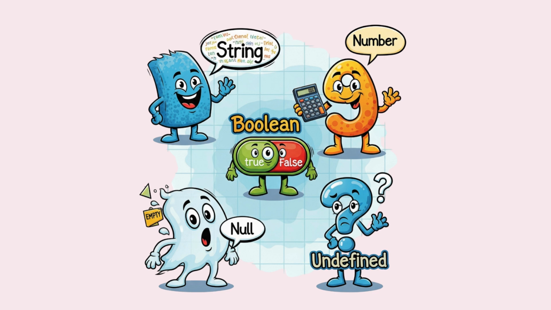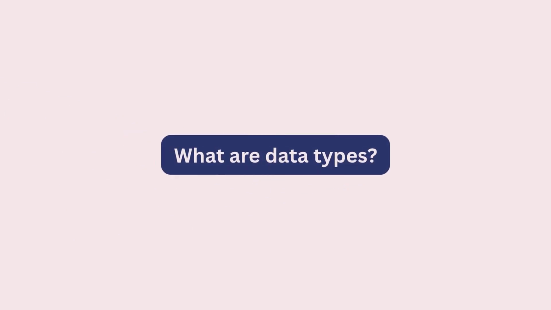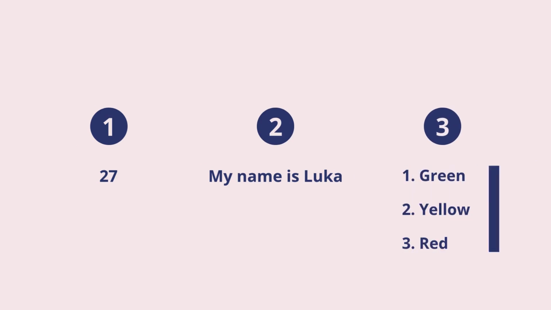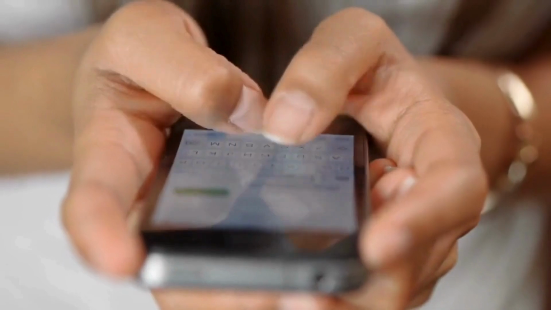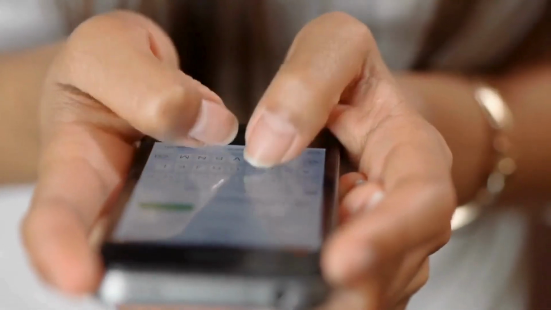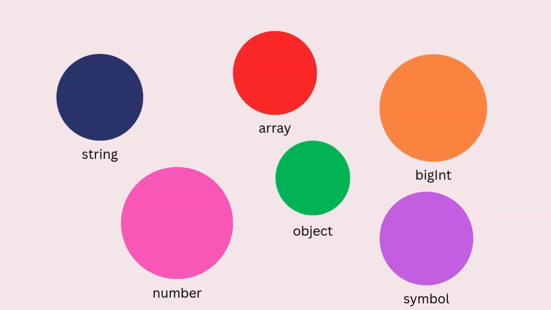Today, let's talk about one of the most important and fundamental topics in JavaScript, data types. What are data types? A piece of data can be a number, a word, a list, or something else. These types of data are different from one another. For example, we use numbers when we want to do math, and we use text to communicate messages. Because of these differences, JavaScript treats them as different types, like numbers, strings, arrays, objects, and more.